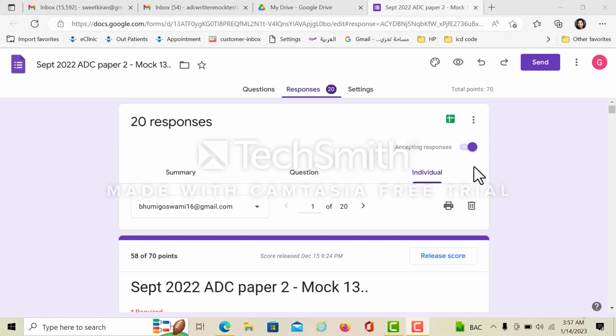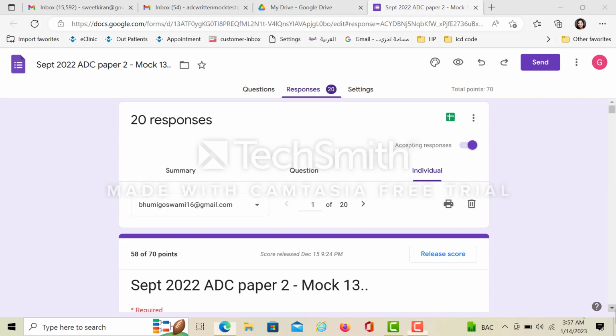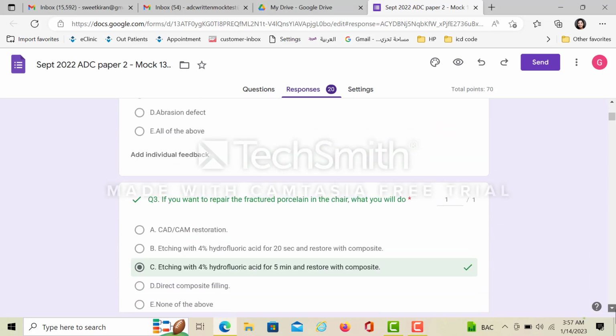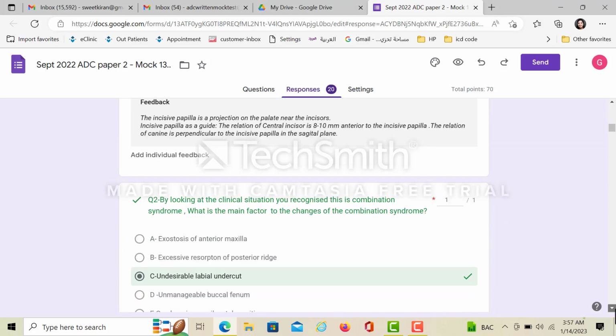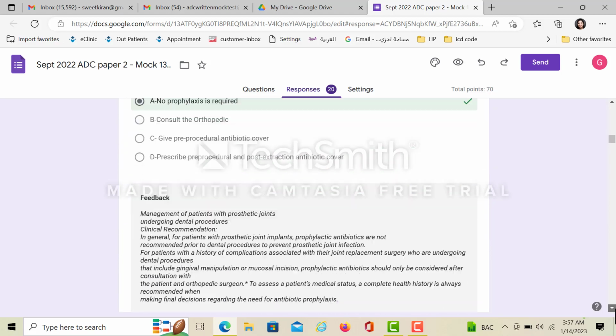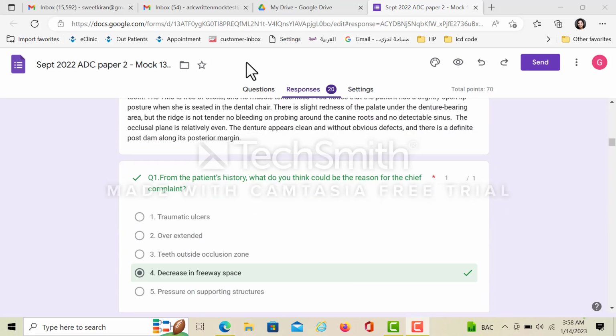Hi, so we are back with the question solving sessions. We are moving on to September 2022 ADC paper 2. The last time we had solved questions till question number 7. So this time we are going to move ahead and solve the rest.